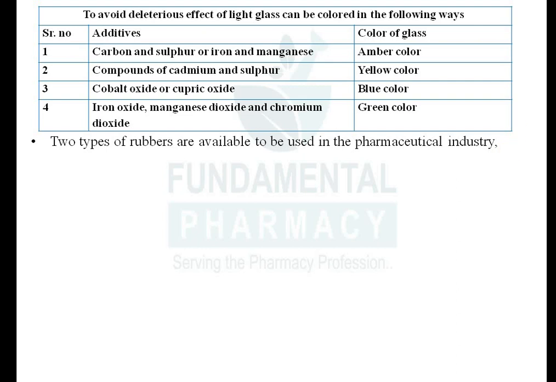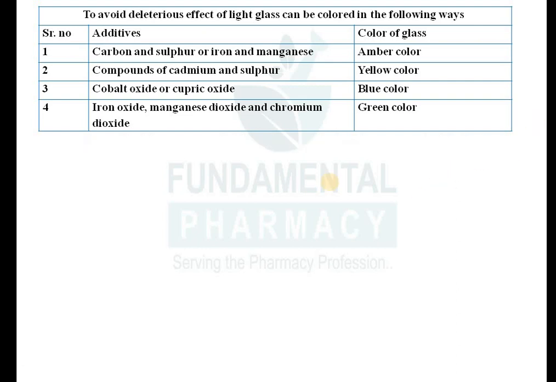So rubber is also used in the industry for various kinds of purposes. Bottles with rubber caps. Various kinds of rubber are used, even in the syringe also. Then rubber is used in the making of tires, making of various conveyor belts.